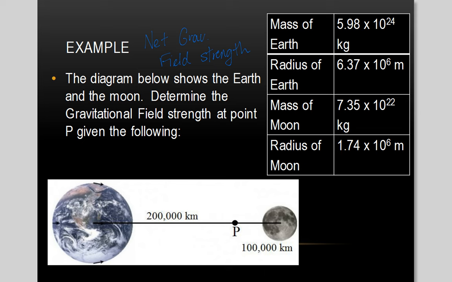If you look at this example here, you have a scaled picture, it's not a great picture, but you've got the Earth, you've got the Moon, and along some line that connects their centers of mass, some point P. What would the gravitational field strength be at that point P? Well, the Earth would make this point P want to point to the left, but the Moon would want to make this point P point to the right. So this is an example of a net gravitational field strength.